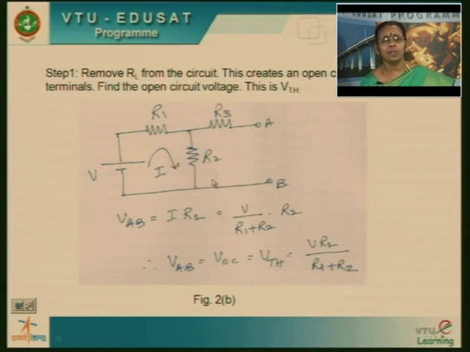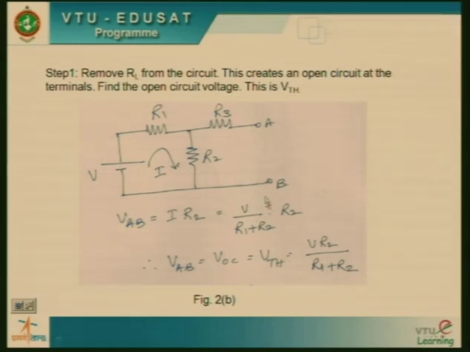So now, after finding the current through the circuit, the next step is to find out the voltage across it. The voltage across it is nothing but equal to the current multiplied with this resistance, I into R2, where I is equal to V divided by R1 plus R2, into R2. So this gives you the voltage across AB. Voltage across AB, as we have seen, is an open circuit voltage, or this is also called Thevenin's equivalent voltage, V Thevenin. This is how we have to find out Thevenin's equivalent voltage.